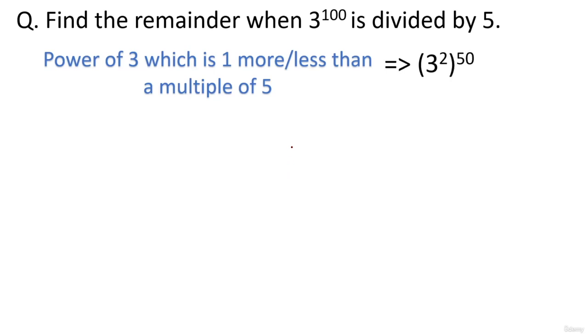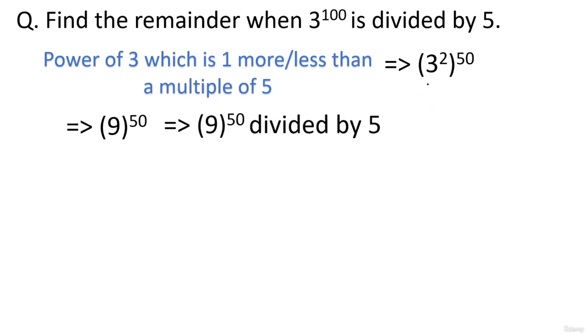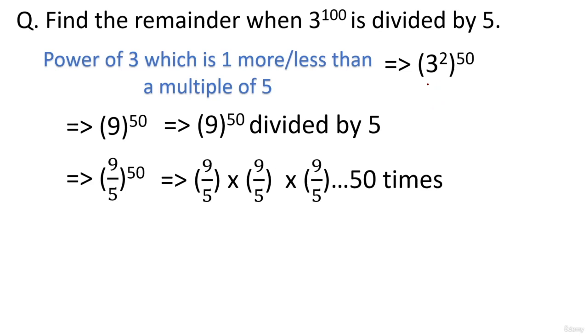So basically, we split the 3 raised to 100 as 3 square the whole raised to 50. And now, 3 square can be written as 9. Okay, so the question becomes 9 power 50. Iska remainder hame chahiye with 5. So 9 power 50 when divided by 5, it is 9 by 5, 9 by 5, 9 by 5, 50 times. Inhi ka remainder 50 baar nikalenge, unko multiply kar denge.